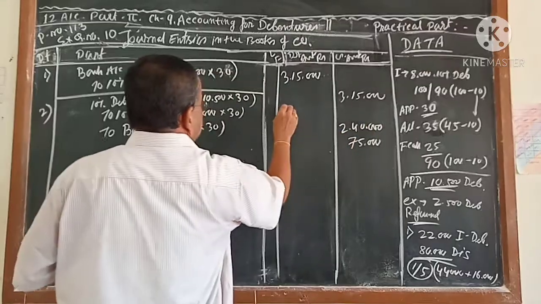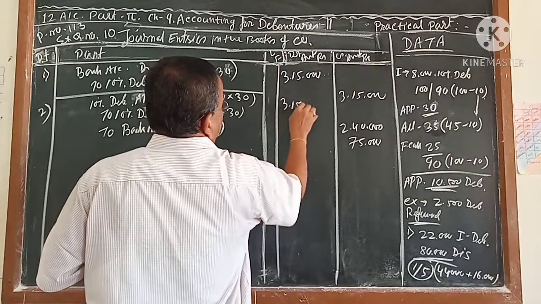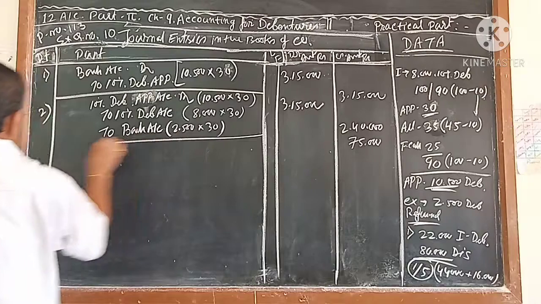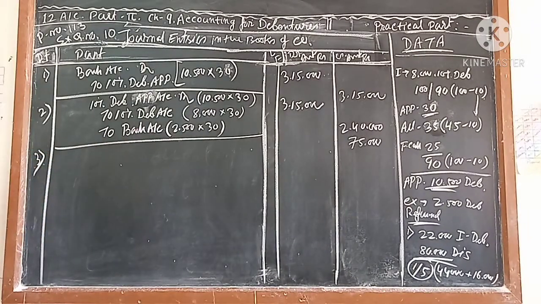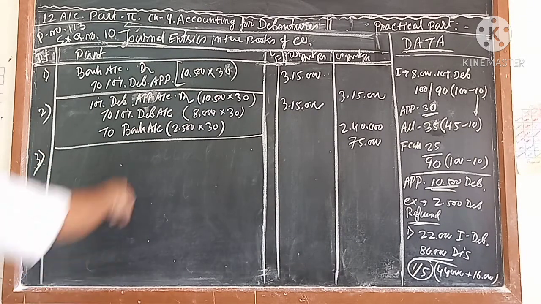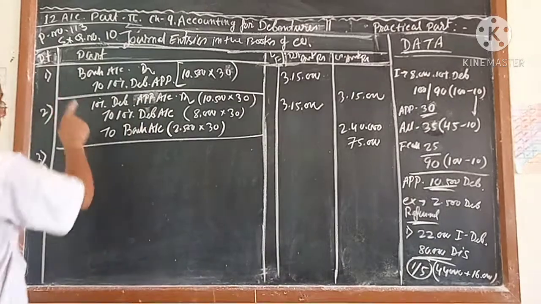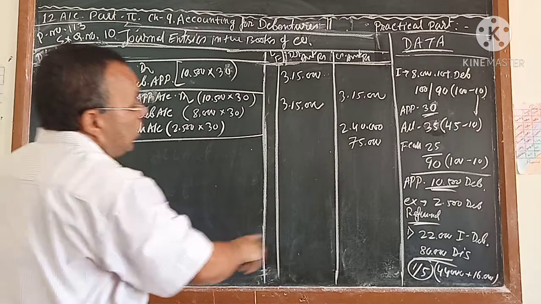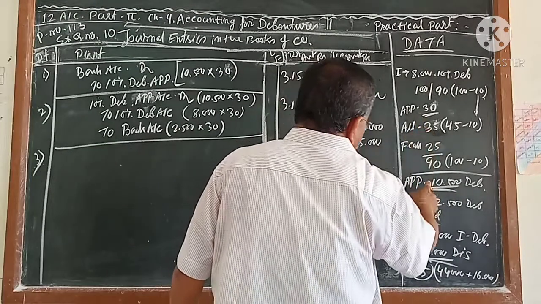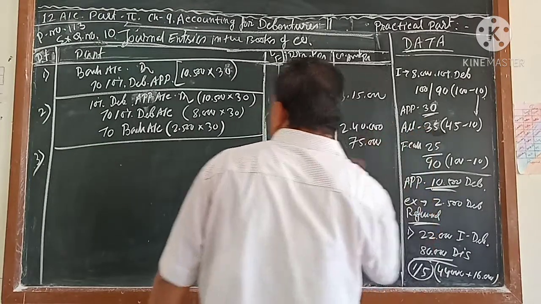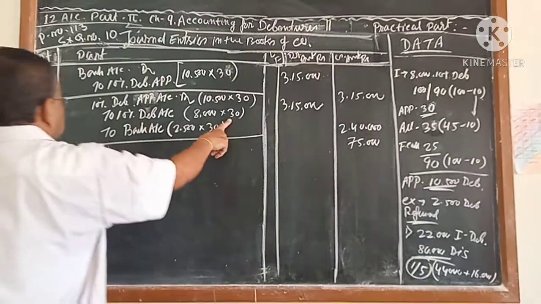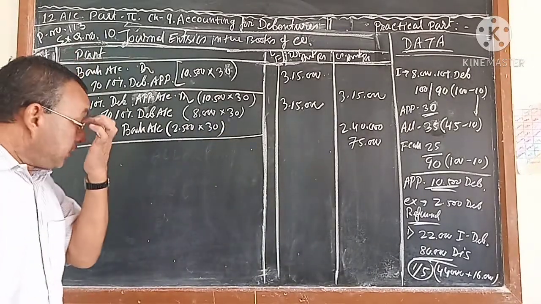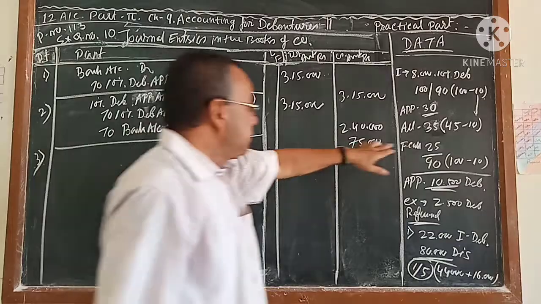And this comes 315. This is the second journal. I think you understood. We said two journals I have passed, one for application and one for the transfer entry. Application money received 10,500 shares of rupees 30, and the excess 2,500 we have given back. Our money we have taken.